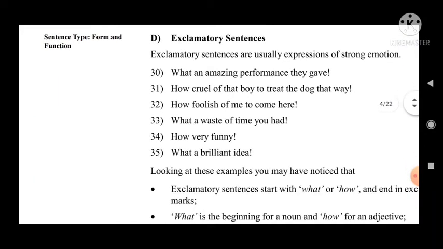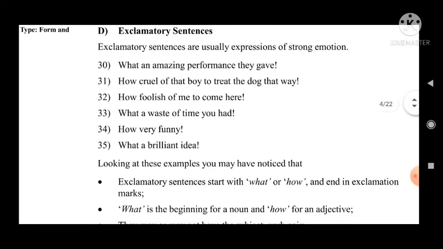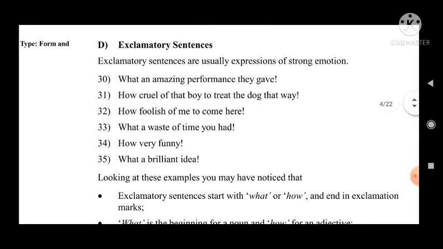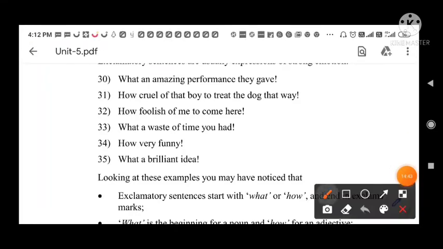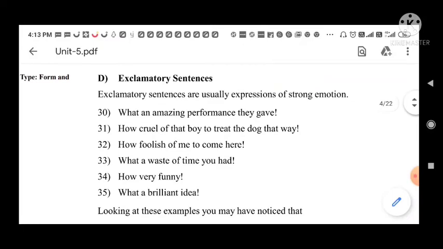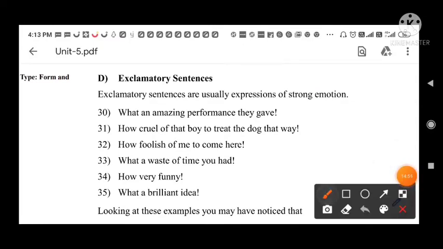Then exclamatory sentences. You already know all about exclamatory sentences. At the end of exclamatory sentences we have an exclamation mark. It means some astonishment. Exclamatory sentences are usually expressions of strong emotion. So what are exclamatory sentences? Exclamatory sentences are usually expressions of strong emotion. So you will write in the exam that exclamatory sentences are usually expressions of strong emotion.